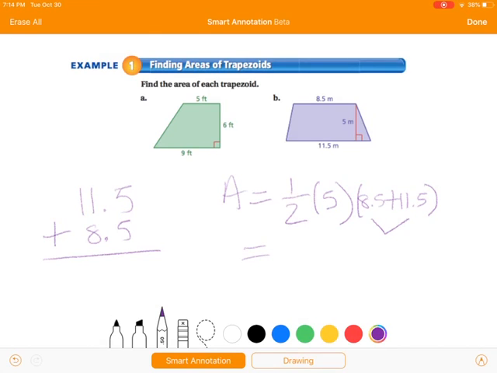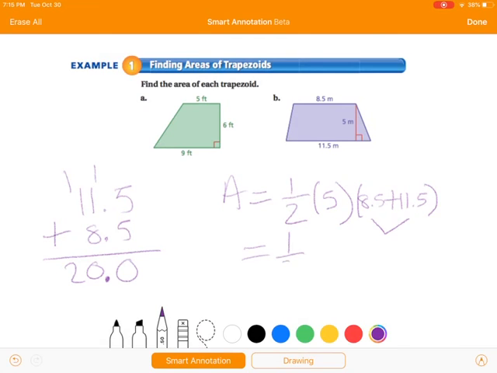So I have 5 plus 5 is 10. Carry that 1. 8 plus 2 is 10. And then I have 1 plus 1, which is 2. And whenever we add, we know that we just bring those decimal points right down. So we have 20. I'm going to go back over here.